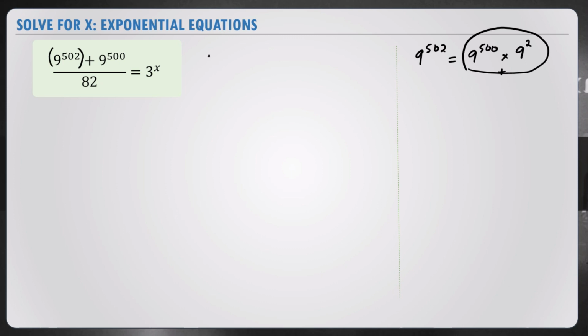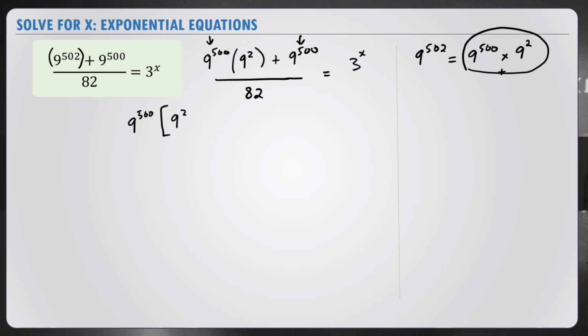So now that's equal to 9 to the power of 500 into 9 squared plus 9 to the power of 500 over 82 is equal to 3 to the power of x. Now looking at this, immediately you see 9 to the power of 500 is common. Since it's common, we can take it out as a common factor. That's 9 to the power of 500 into 9 squared plus 1. It goes here once, and here 9 squared, over 82 is equal to 3 to the power of x.